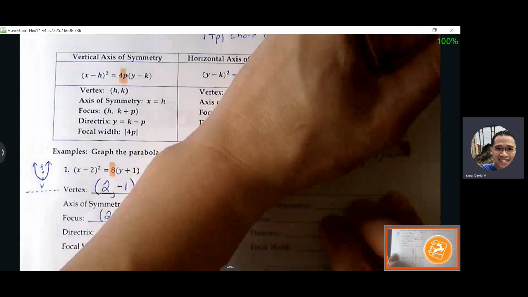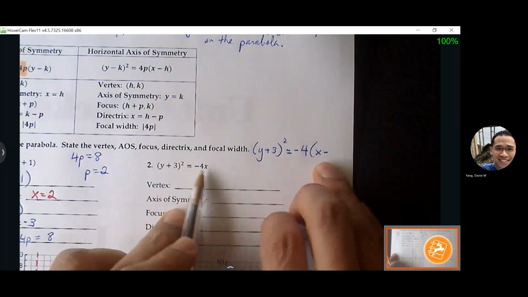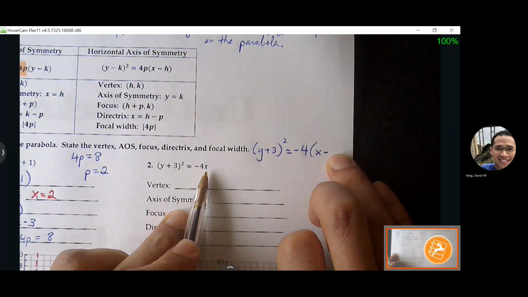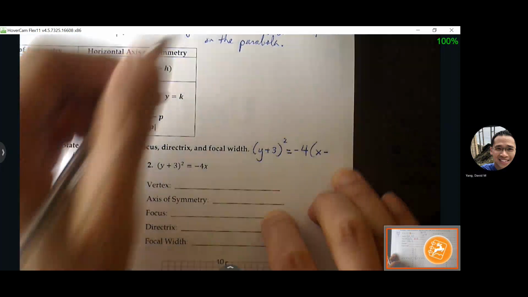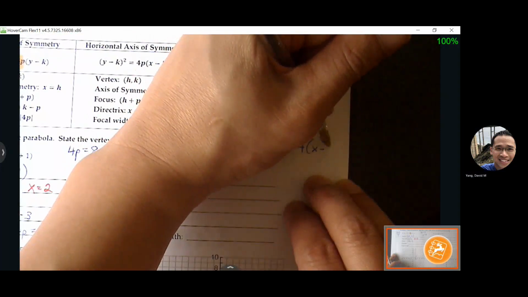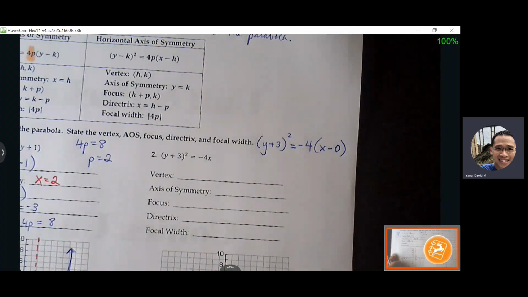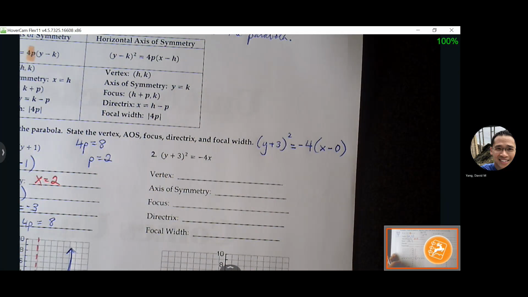So what I can do is factor a 4 out and just put an x minus what? Not 1. An x is the same thing as saying x minus what? 0. Yeah. Having that 0 there is helpful because you can see, okay, I have h and k, and one of them is going to be 0. It's the same thing, but it feels like I have all my pieces there.